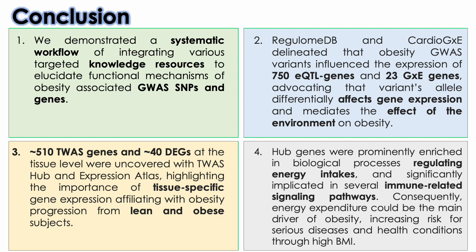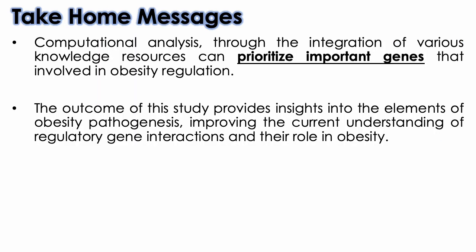Obesity hub genes were enriched in biological processes regulating energy intake and significantly implicated in several immune-related signaling pathways. As a conclusion, energy expenditure could be the main driver of obesity, increasing risks for serious diseases and health conditions through high BMI. These are some important take-home messages. Computational analysis through integration of various knowledge resources could prioritize important genes involved in obesity regulation. Our study provides insights into the elements of obesity pathogenesis, improving current understanding of regulatory gene interactions and their role in obesity.